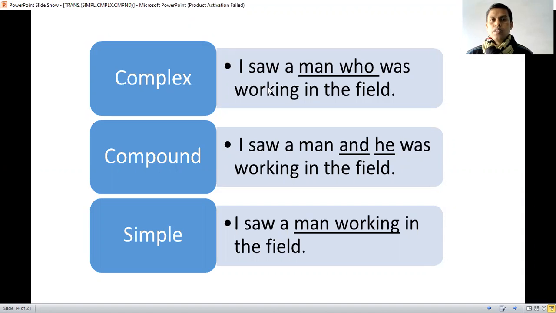So I think it is clear to you what a relative pronoun is. So if there is a relative pronoun in a complex sentence, suppose I saw a man who was working in the field, then in a compound sentence, what will be the sentence? I saw a man. This is a clause, and we will omit this relative pronoun. Then we will create another clause, that means was working in the field.